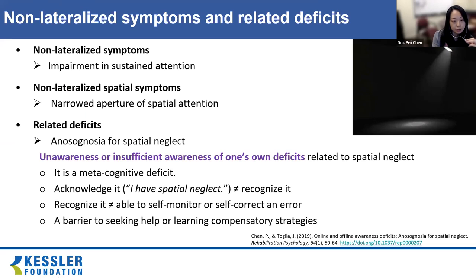Related deficit, this is related to the previous talk about self-awareness. Almost all patients I know have anosognosia for spatial neglect. Anosognosia means unawareness or insufficient awareness of one's own deficit. And anosognosia for spatial neglect is unawareness related to spatial neglect. It is a metacognitive deficit.